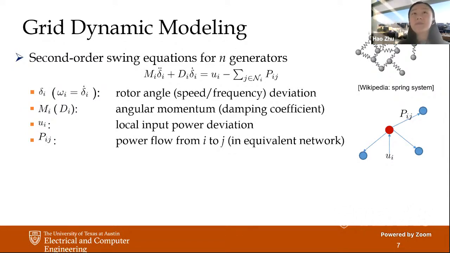The momentum, or the mass multiplied by the acceleration, is due to the total power imbalance, including the local mechanical power input. This is your mechanical power input here, and then this Pij is how much power is flowing on the transmission lines to the rest of the system. So this is a very interesting example of a second order oscillation system.